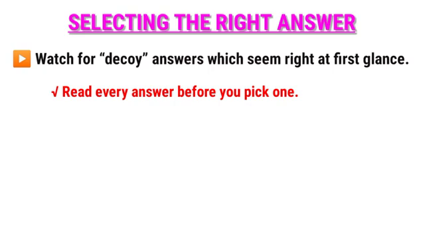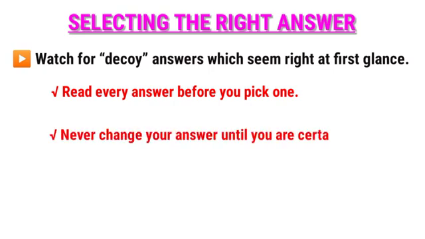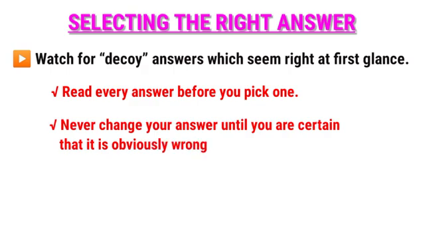Once you select an answer, never change it until you are truly certain that that answer is wrong. Usually, you select an answer which you think is right, then a few seconds later, your instinct tells you that this answer you have selected seems to be wrong. So you go and change it, then you select another one. Before you do that, make sure that you are sure that the answer you selected is absolutely wrong before you change it.